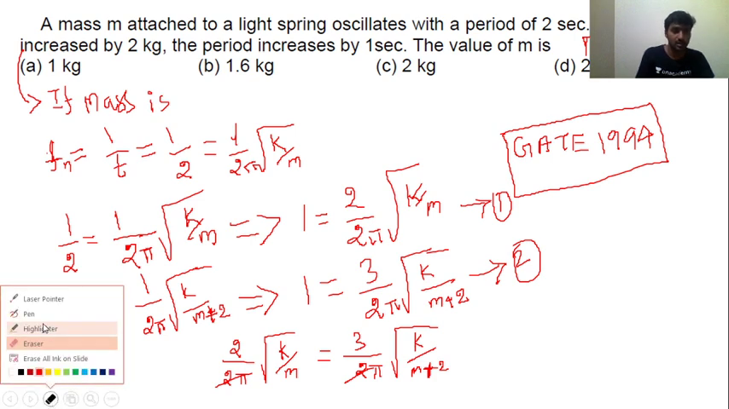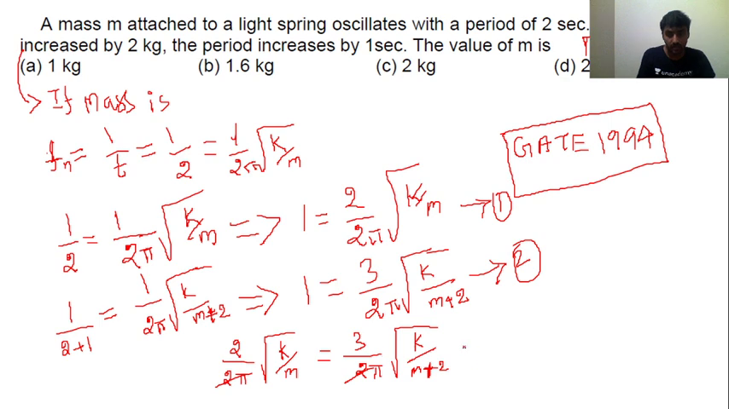Yes, now is it clear? Yes. Now cancel it from this equation. The remaining things, these are the values. Square on both sides. When you are squaring it, 4. The root value here again k divided by m.